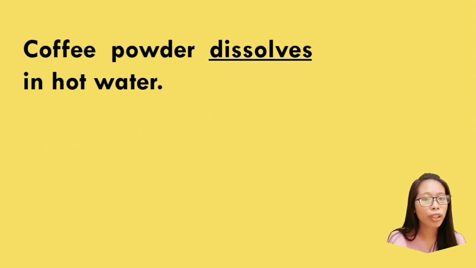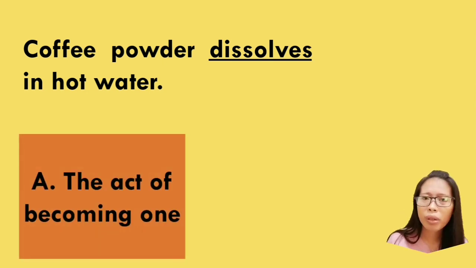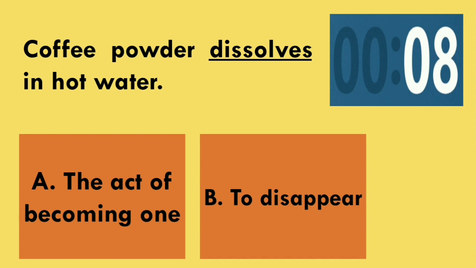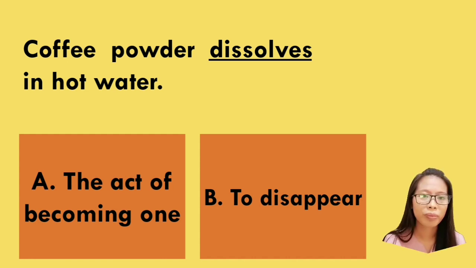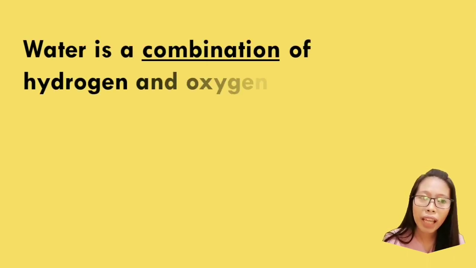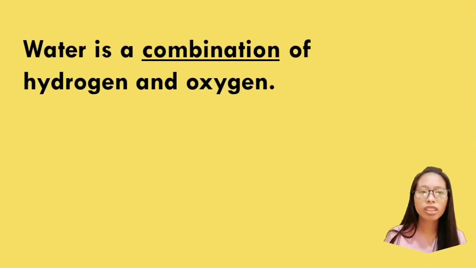Next is coffee powder dissolves in hot water. What is the meaning of the underlined word dissolves? Is it the act of becoming one or to disappear? You have 10 seconds to guess the correct answer. Yes, the answer is letter B. It is to disappear.